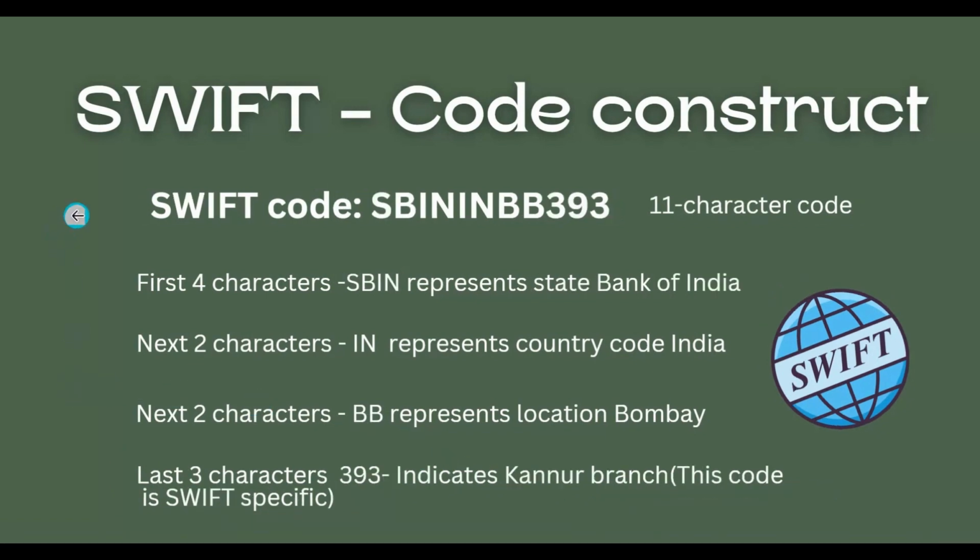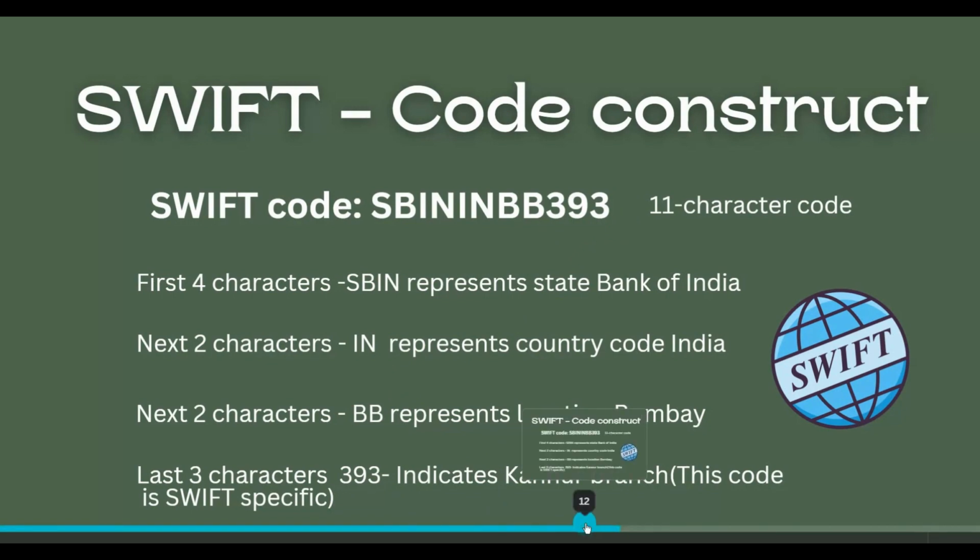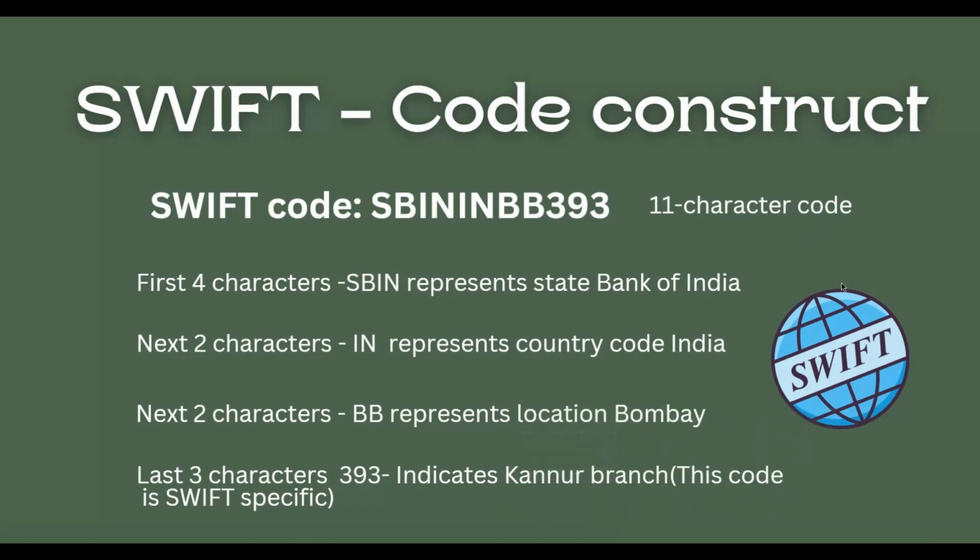Let's see one more example. Here again it is an 11-character code. The first 4 characters, SBIN, represent State Bank of India. The next 2 characters, IN, represent the country code. The next 2 characters, BB, represent the location Bombay. The last 3 characters, 393, indicate Kannur branch. This code 393 is SWIFT specific. This is not the usual code used by the branch.